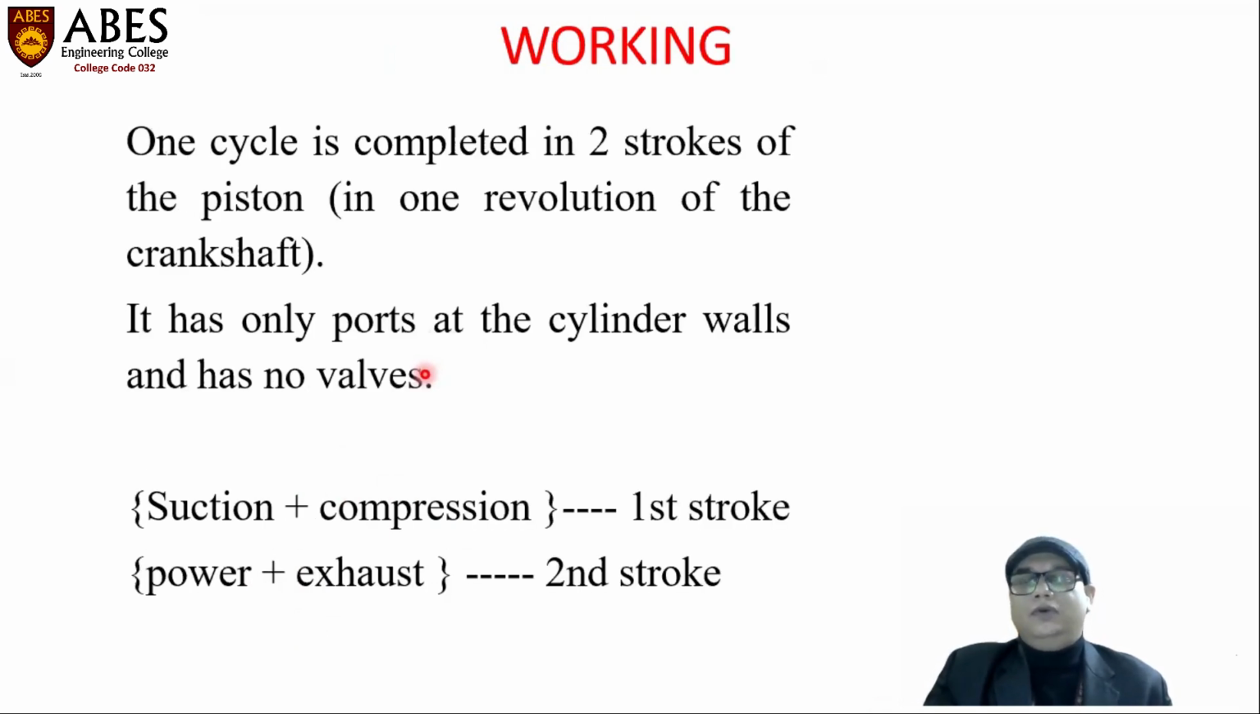Now, the working of the two-stroke engine. One cycle of a two-stroke engine is completed in two strokes of a piston in one revolution of the crankshaft. It has only ports at the cylinder walls and has no valves. The two strokes of the engine are suction plus compression, meaning the first stroke, and power plus exhaust, meaning the second stroke. So the suction and compression are completed in the first stroke, and the power and exhaust are completed in the second stroke.